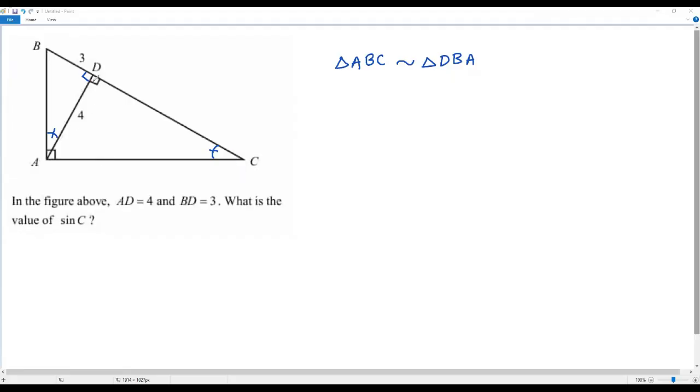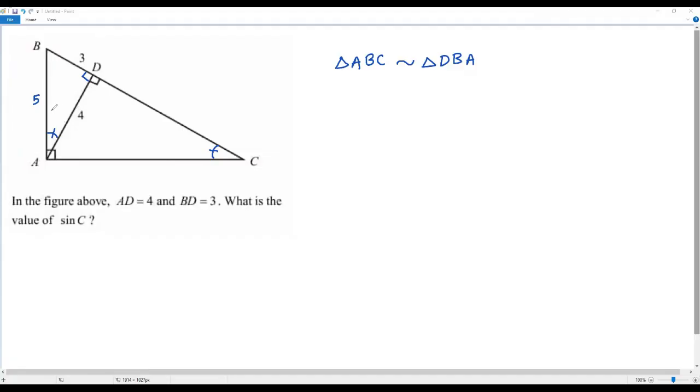Okay, now let me consider the smaller right triangle DBA over here. Actually, in this smaller right triangle DBA, AB is the hypotenuse because it is opposite to the right angle, and for the remaining two legs, we have the lengths 3 and 4. Then it is a 3, 4, 5 right triangle. That is, in a right triangle, if two legs have the lengths 3 and 4, then the length of the hypotenuse has to be 5. Otherwise, we can use the Pythagorean theorem to get the length of the hypotenuse.